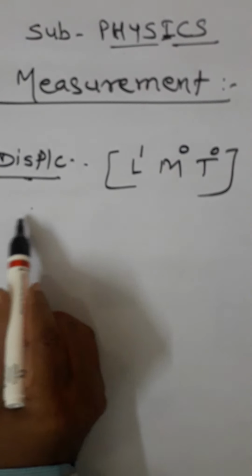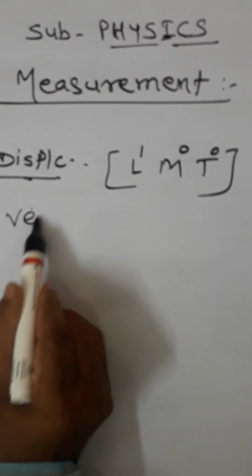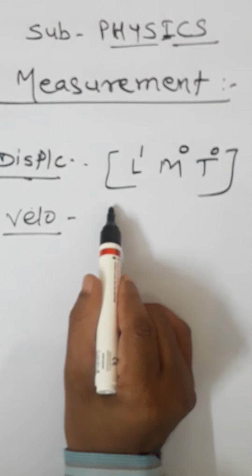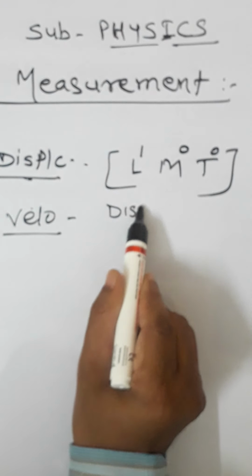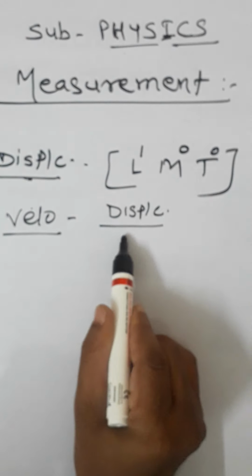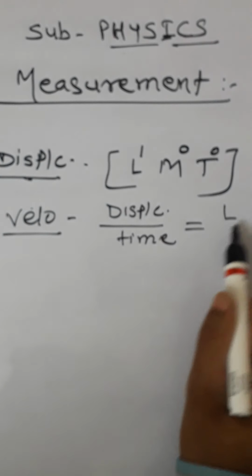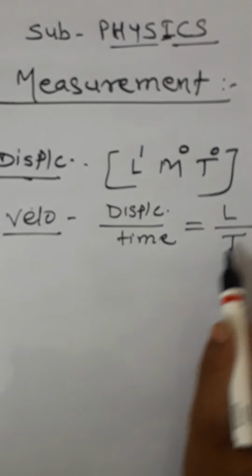Suppose the next quantity we take is the velocity. Then velocity is nothing but what? This is the rate of change of displacement with respect to time. This is nothing but displacement upon time. That means the displacement is length, and time is T.